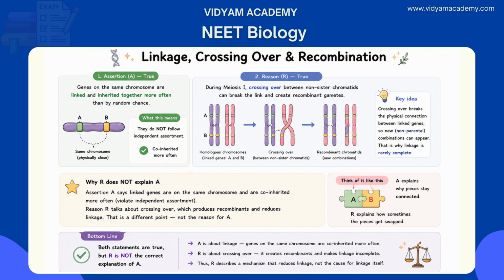However, R doesn't explain A. Assertion A states that linked genes deviate from independent assortment because they are on the same chromosome, so physical co-location is the cause. R describes crossing over, which actually reduces linkage by creating recombinants, making it a counterpoint to A rather than the explanation of A. Since both A and R are true individually, but R explains the exception to A rather than the cause of A, option B is right.